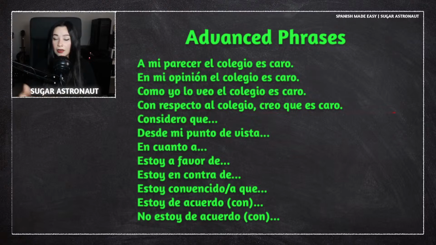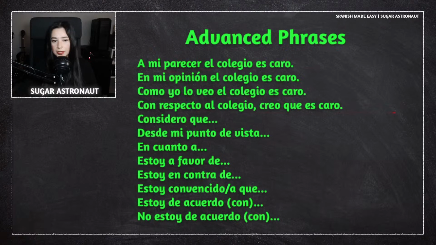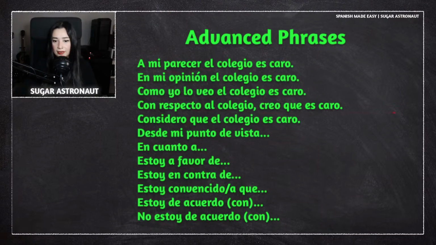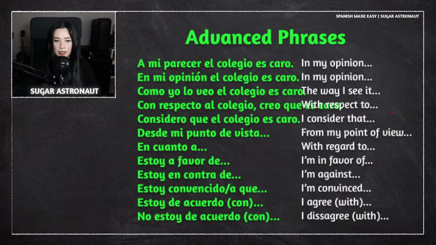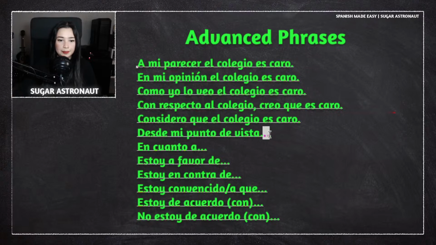Con respecto al colegio, remember, when you have a and el, what happens is that we remove the letter E and it becomes al. Con respecto al colegio, creo que es caro. With respect to the college, I think it's expensive. Considero que el colegio es caro. I consider, remember the translation is, I consider that the college is expensive. Very similar to saying as well, I think the college is expensive, but it's just a different way to say it. Considero que.